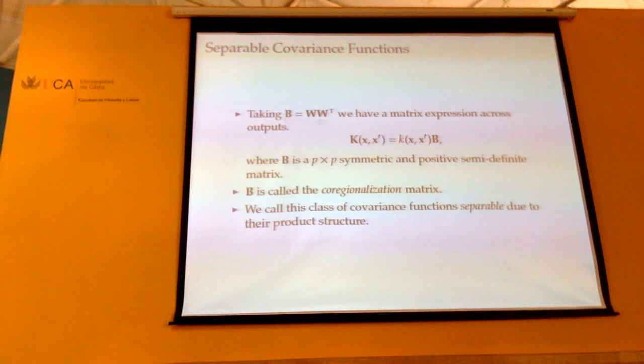So if I just take that matrix W W transpose to be called B, it just has to be positive semi-definite, this matrix, then B is called the co-regionalization matrix. It states how these different output functions are correlated together. So we call this, in our paper, separable covariance functions because they've got this product structure. And this separable structure means there's some ways of doing it efficiently, that order n cubed plus order p cubed that I talked about before. We've still got cubed in there, but we're not cubic in the product of those two things.